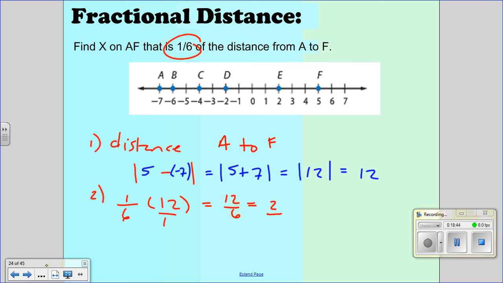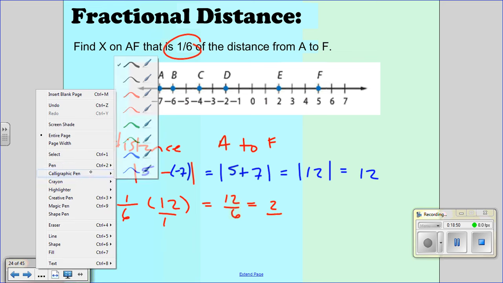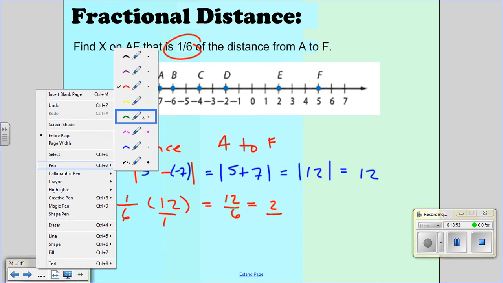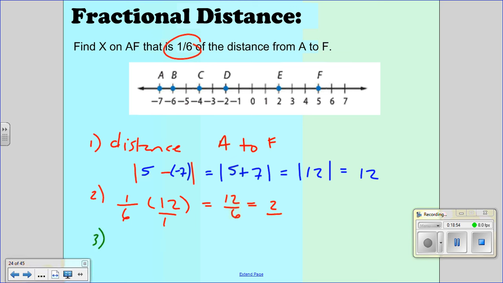So now the third step is to take that distance that you found in step 2. This is your fractional distance. And you're going to add it to the starting value. Our starting value was A. And we're adding our fractional distance. And this will be the final answer we need.